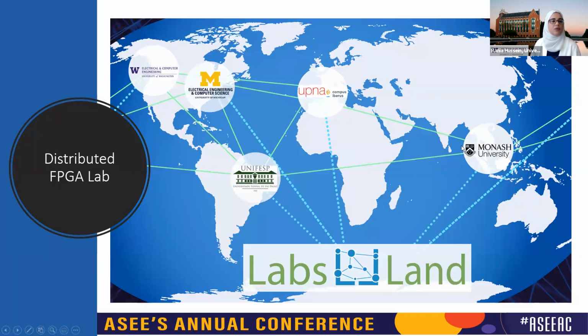This is what our network looks like. As you can see, we are the University of Washington and University of Michigan, both in the United States, and then UNIFESP in Brazil, UPNA in Spain, and Monash University of Malaysia. So between the 5 of us, we all have FPGA boards in our institutions, and our students are using our own boards as well as each other's boards.